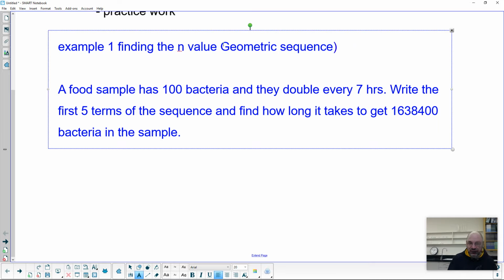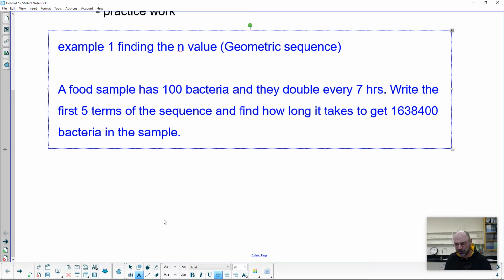We'll put that in brackets. So a food sample has 100 bacteria and they double every 7 hours. Write the first 5 terms of the sequence and find how long it takes to get to 1,638,400 bacteria in the sample.